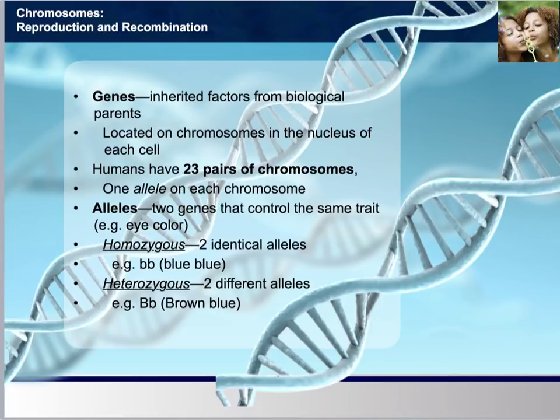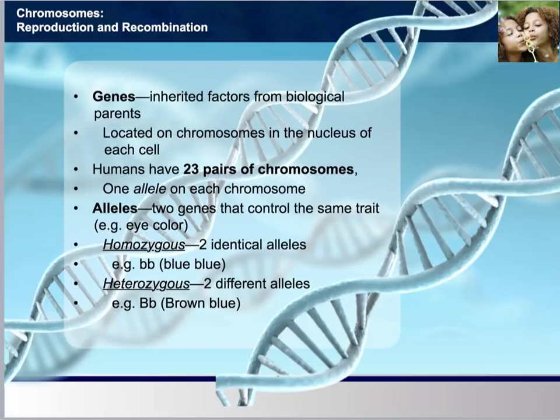Now, as we go into chromosomes, please note that the number of chromosomes is very important. In humans, we have 23 pairs. Monkeys, apes, and chimps have 24 pairs. A lion actually has 38 pairs of chromosomes. Strawberries have 14 pairs of chromosomes. Fruit flies have 8 pairs of chromosomes.